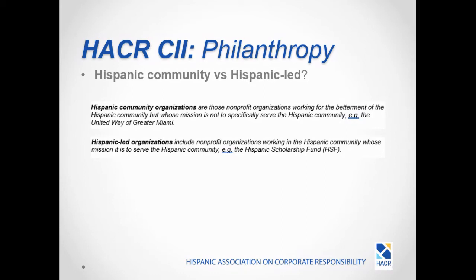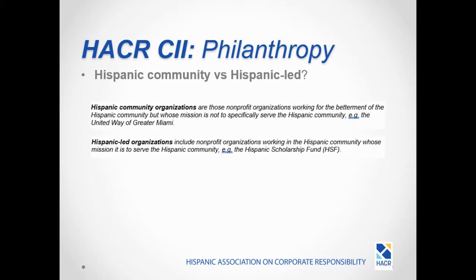Now, Hispanic organizations like HACR, like the Hispanic Scholarship Fund, are Hispanic led. And there are many organizations across the country that are Hispanic led. But there are no official lists that I know of where you could find what organizations across the country are Hispanic led. But there are resources out there that you can go to find lists of Hispanic-led organizations. One is our very own website.